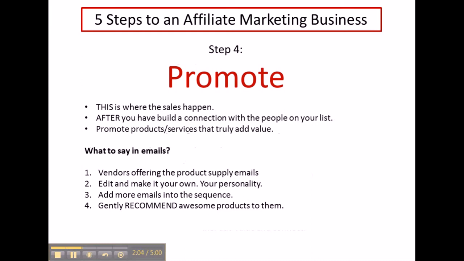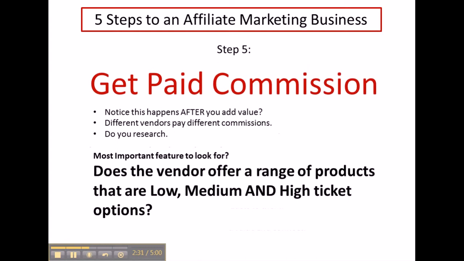Put your personality in there as well, some of your own tips and techniques, and then you add more emails to the sequence. You want to grow your email. I mean, you can have hundreds of emails pre-made in this email autoresponder, right? And then what you do is, amongst the value, once in a while you gently recommend, you gently promote products to them, something that's going to help them and add value to their life. Okay. Then what happens is they obviously go and buy, and you get paid a commission.